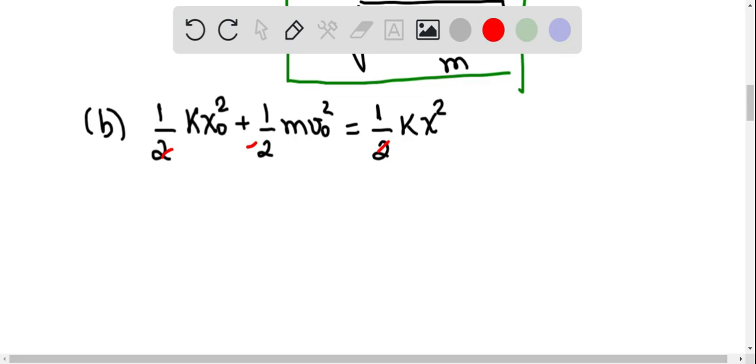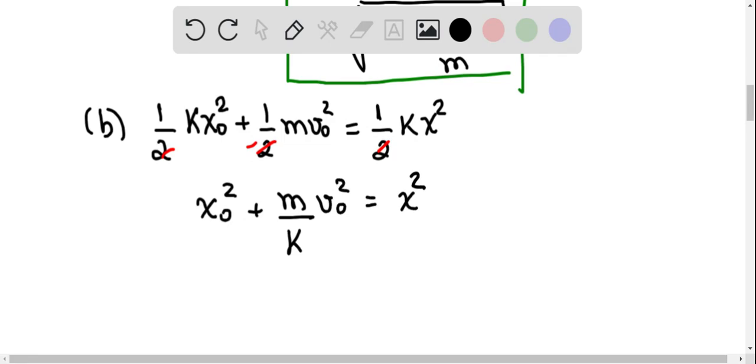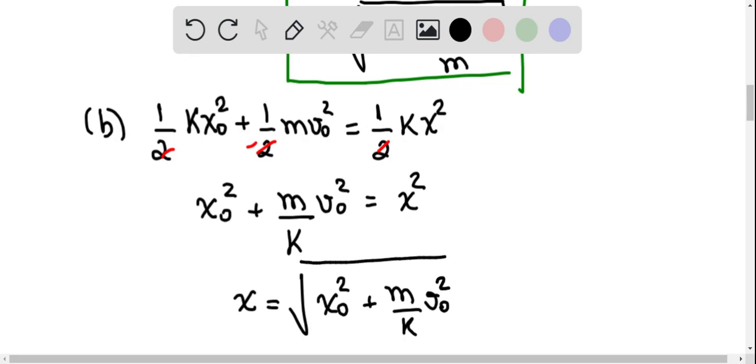The 2's cancel out, and I will divide both sides by k. So we have x0 squared plus m over k v0 squared is equal to x squared. So x is the square root of x0 squared plus m over k v0 squared, which is the answer to our exercise.